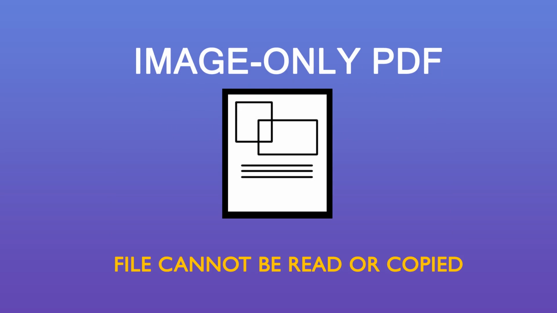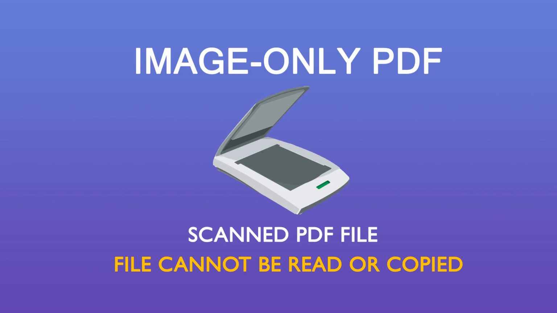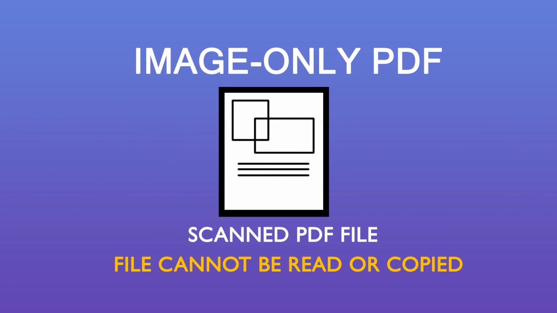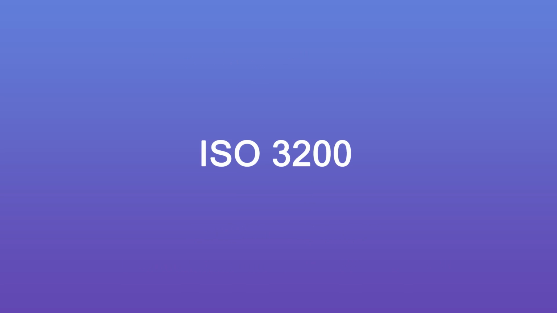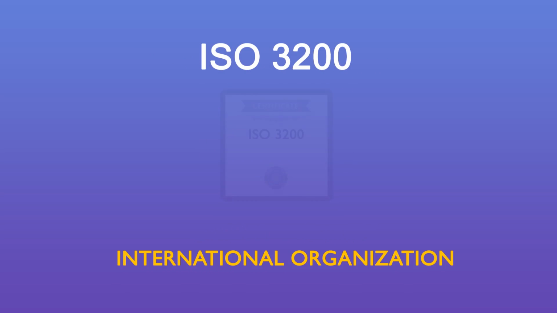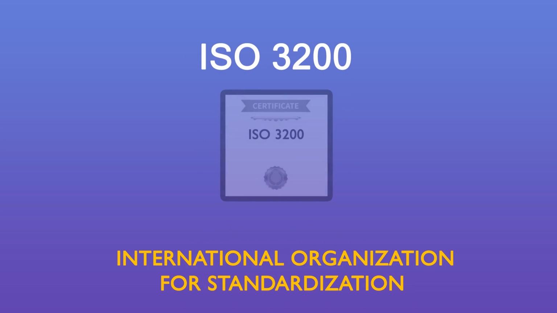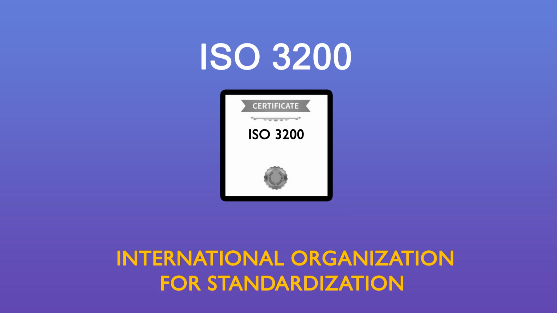Image-only PDF. The contents of the file cannot be read or copied as you would with a regular text. It is often known as a scanned PDF file or a photocopied document in its digital form. ISO 32000. International Organization for Standardization. The file format will be electronically independent of the platform, device, and application used to create or view it. Therefore, it is universal.